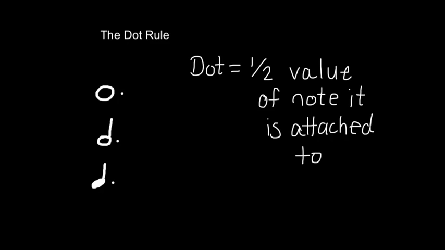Sound familiar yet? Now we've got a pretty simple math problem. Think about the value of the dot. It is half the value of the note it is attached to. So if we think about a whole note being worth 4 beats, half of 4 is 2. So we need to add a half note to this because a half note is worth 2 beats. The total value of this dotted whole note would be 6 beats.